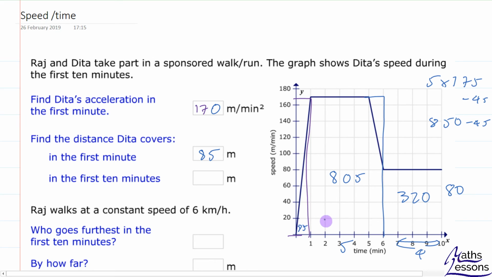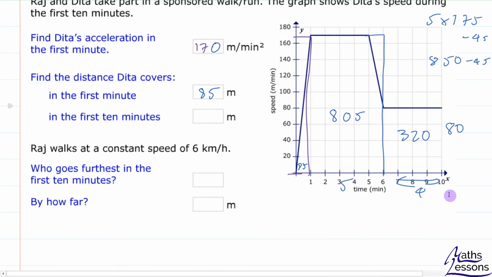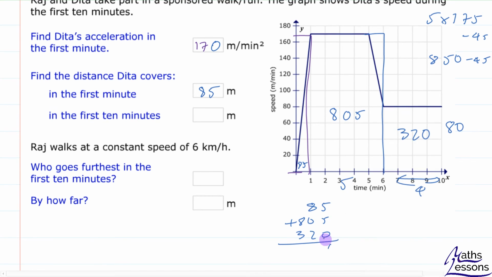So I've got 85 plus 805 plus 320. Add that all up, and I get whatever. I think I've made a mistake somewhere. No, that gives me, sorry, add that together gives me 0, 1 there. I just put the 1 in the wrong place, take 1 across, and that gives me 1210. Sorry about that. I just put my 1 in the wrong place by mistake.